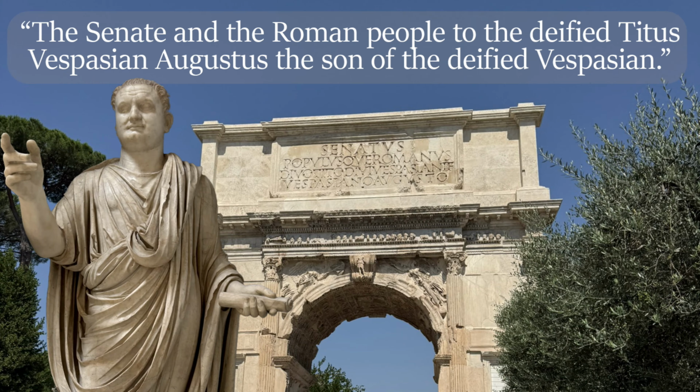One could argue that the Arch of Titus's relief of the Jewish spoils of war was also a statement of the economic stability brought by the new Flavian dynasty following the economic disaster of Nero and the resultant civil war. The Arch of Titus leaves no question as to who it was dedicated to, with the inscription, "The Senate and the Roman people to the deified Titus Vespasian Augustus, the son of the deified Vespasian."